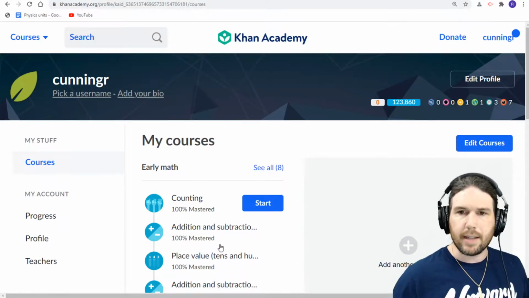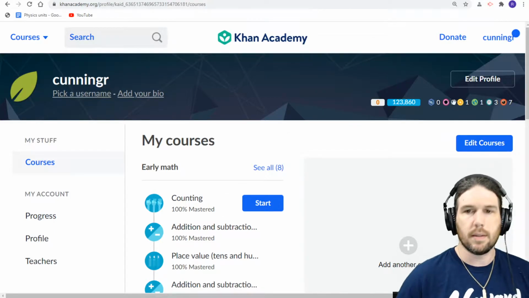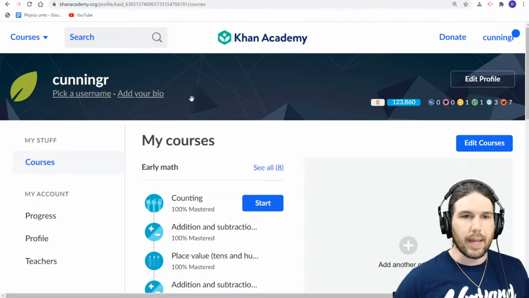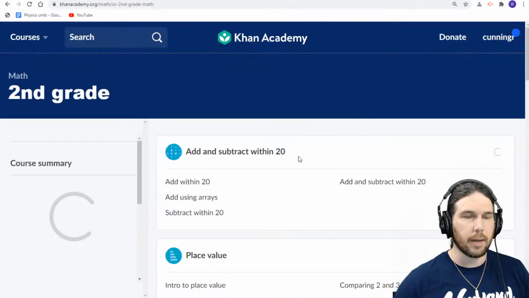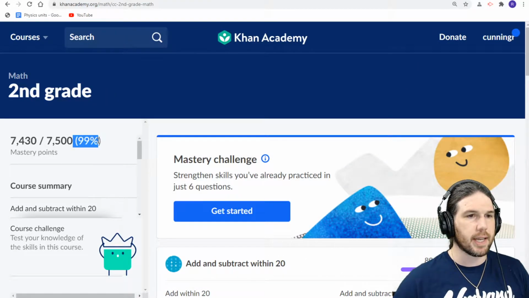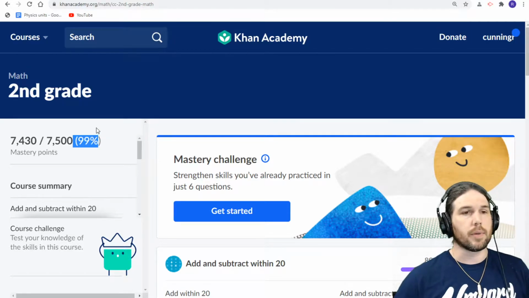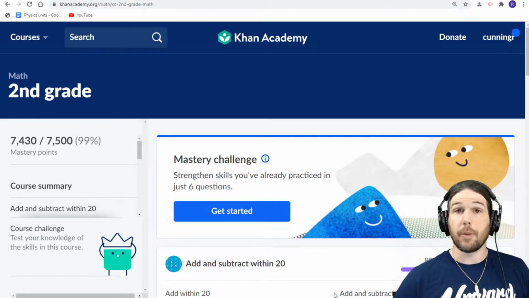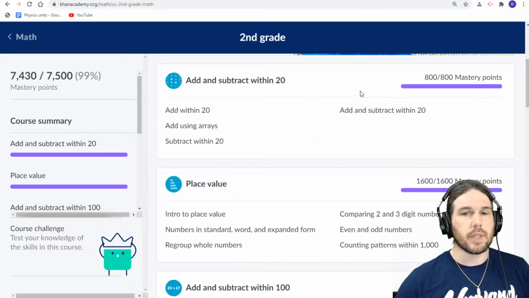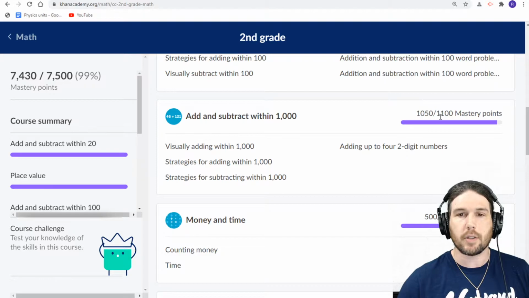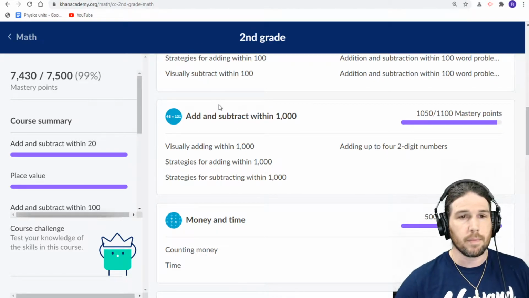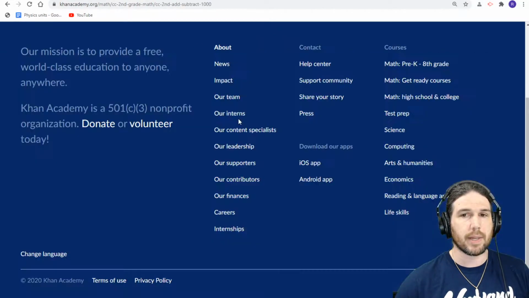Okay, that looks pretty decent. We're going to go ahead and go to courses, second grade, and as you can see, we are still sitting at 99%, which is not 100%. So what we're going to do is scroll down and look at any of these point values that are not 100. So add and subtract within 1,000 is where we do not have mastery there. Or we don't have 100% there, is what I meant to say.